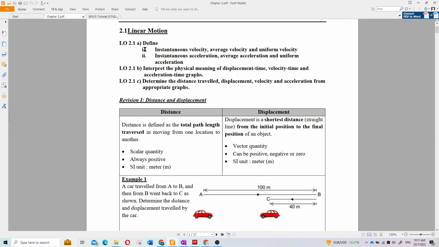Okay, so we have several terms we need to understand. For example, instantaneous velocity.